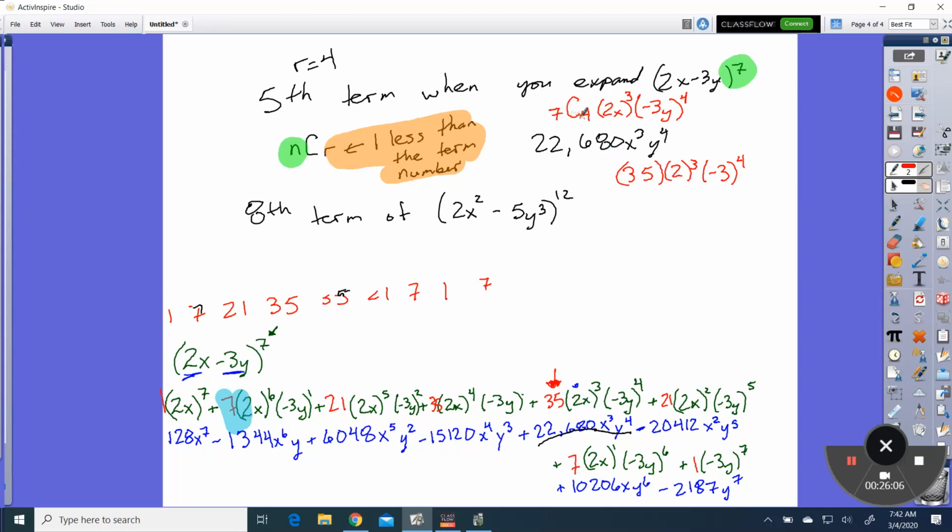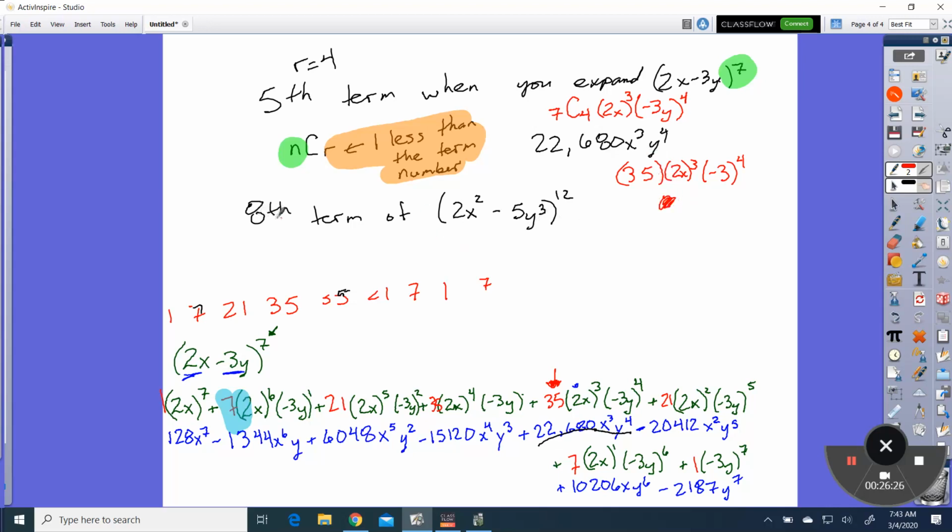So you have to do 7c4 first and get to 35. And then you multiply that out. Does that give me 22,680? And then just realize the x, that was with the x and that was the y. And I'll write down the general one after this problem.